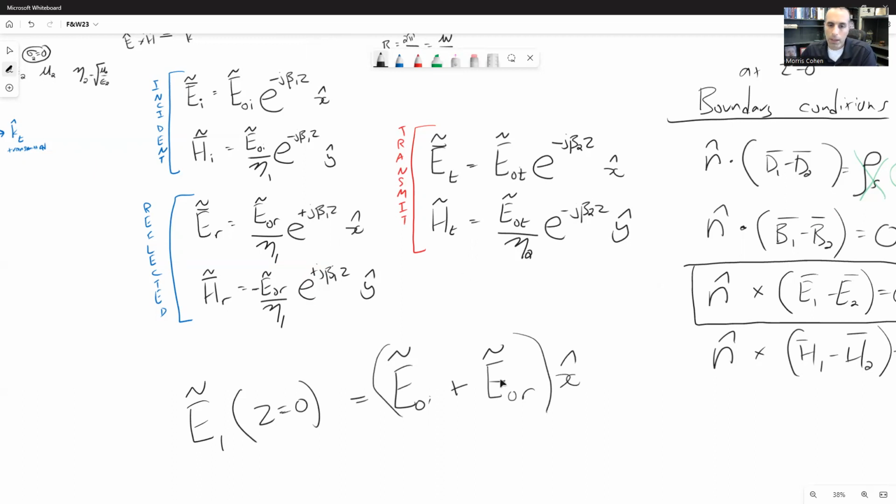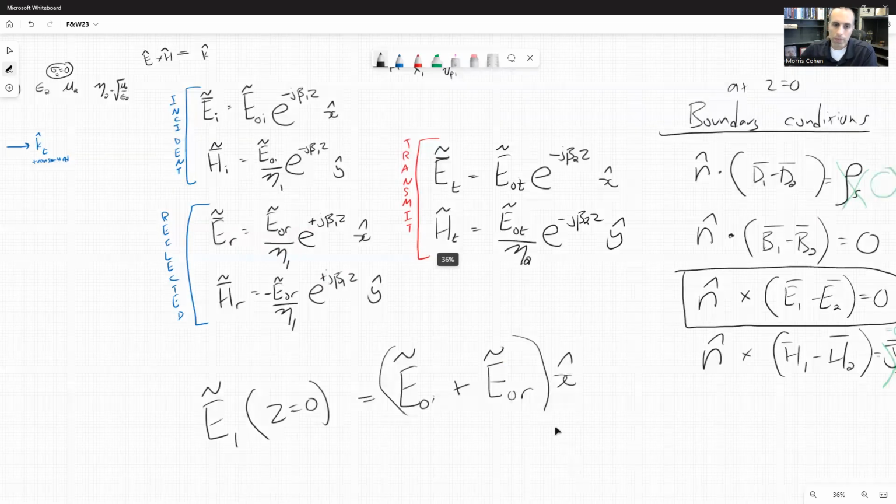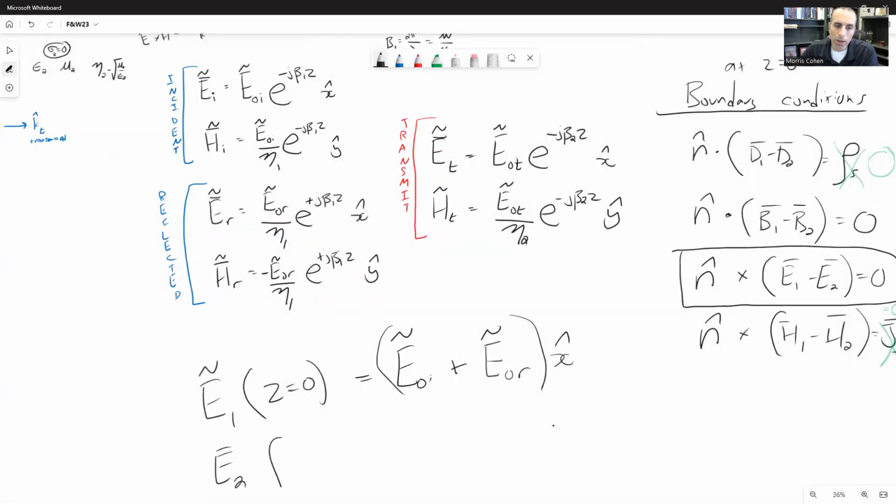All right, so that's what E1 is. E2 can also be figured out. That's the electric field on the number 2 side of the boundary. And that's simply going to be equal to just the transmitted wave, which equals E0t pointed in the x direction.